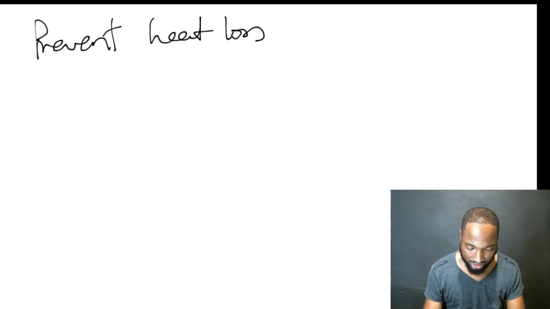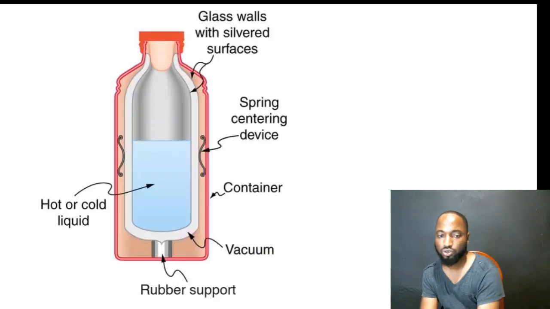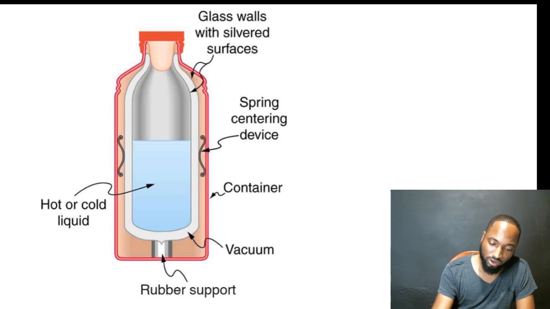Vacuum flask diagram. So the vacuum flask is an example where we stop the loss of heat with many different techniques. I wish they would just give me a simple diagram. Google is really coming clutch here. Bam. So heat loss could occur here.